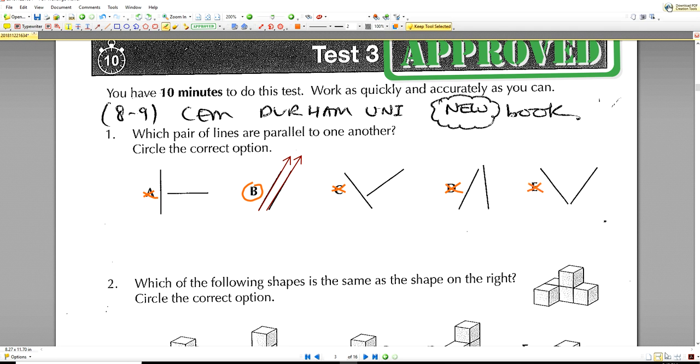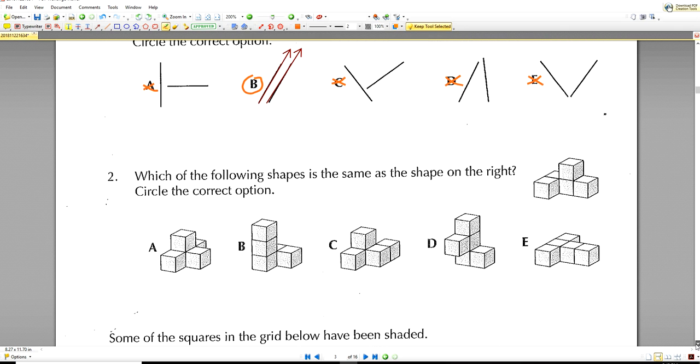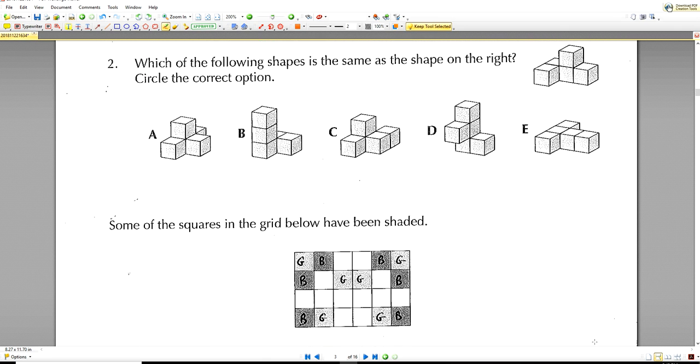These are okay. So question number 2. Which of the following shapes is the same as the shape on the right? So we have some squares going this way, and we have another set of squares going that way. So the answer for that will be D if we turn it around. Okay, that will give us D.